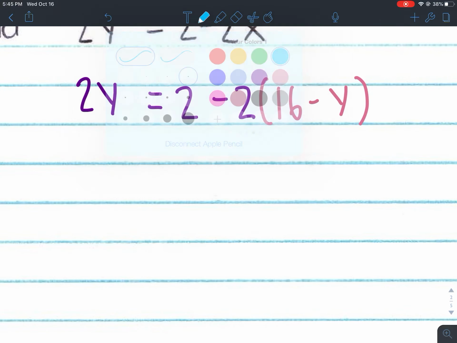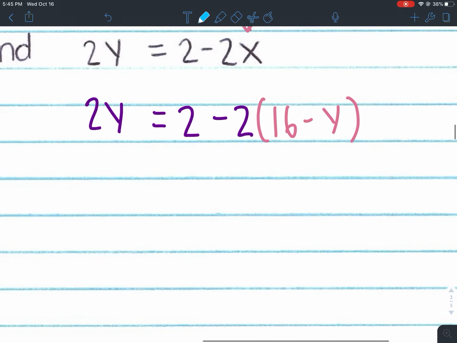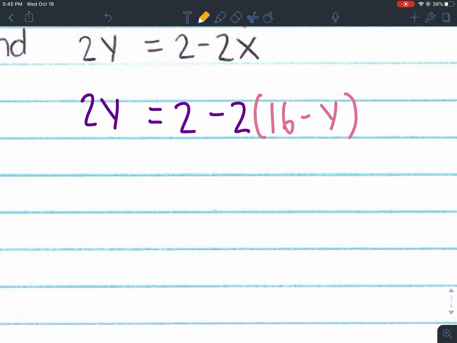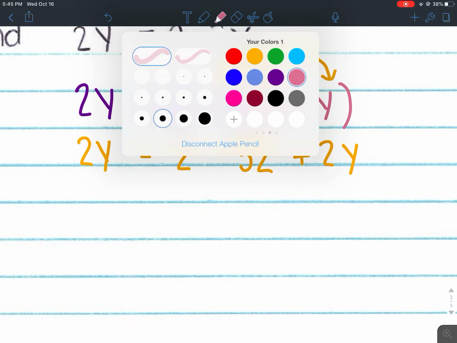Okay. So again, now you should only have one variable. If you have two variables in the steps that are different, you're in the wrong, but because all of my variables are y, I'm good. So let's go ahead and distribute. So I have negative 2 times 16. So let me go ahead and get all this written down. Negative 2 times 16 is negative 32. Negative 2 times negative y is going to be positive 2y.